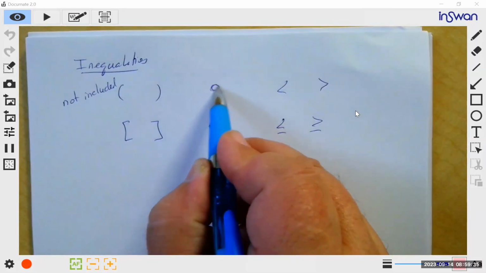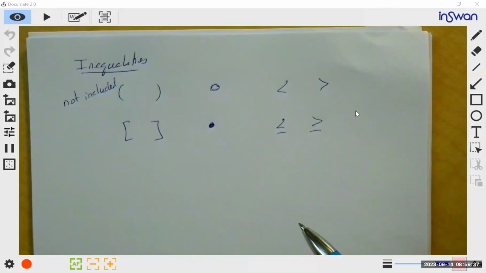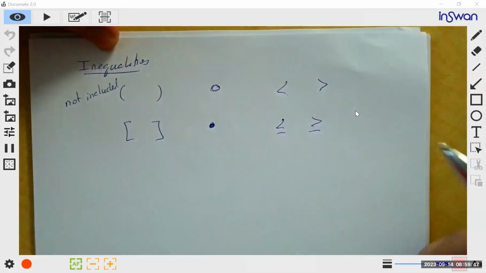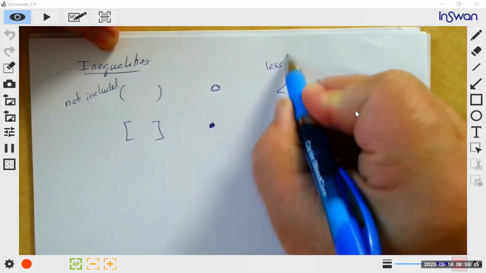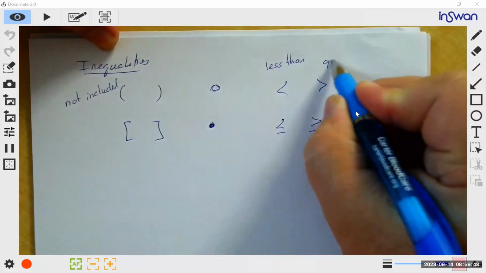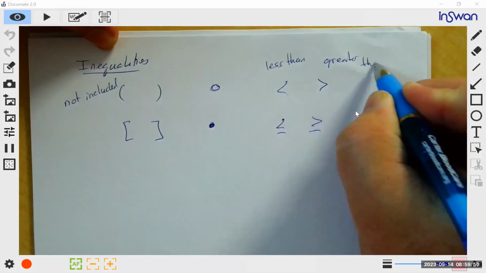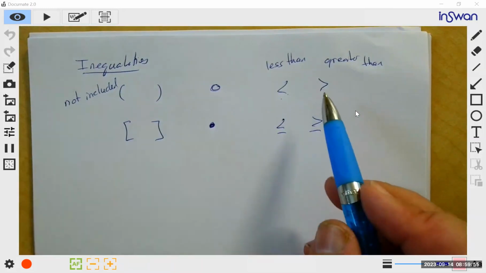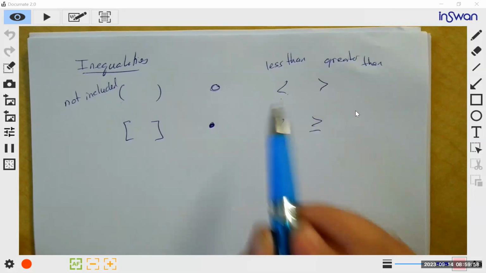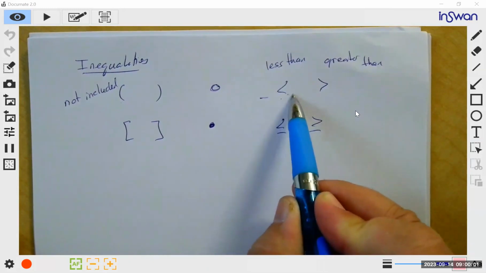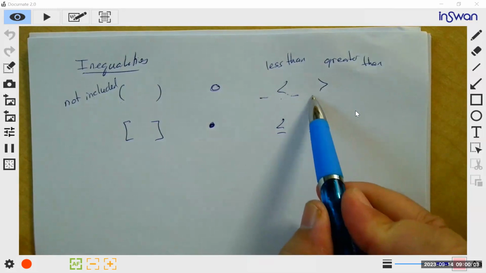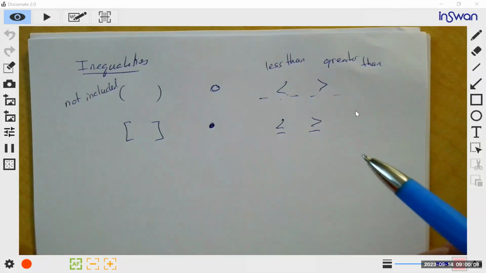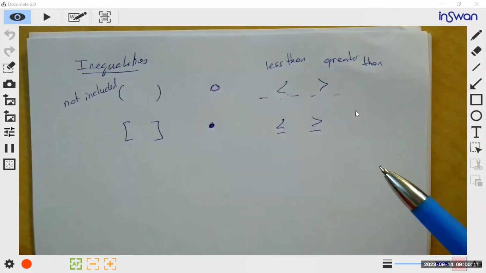Likewise, an open circle means that number is not included. And likewise, the inequality symbols. Less than, greater than. Why is this one less than? Why is this one greater than? Because we read left to right. This number is smaller than this number. This number is bigger than this number. It always points to the smaller number.